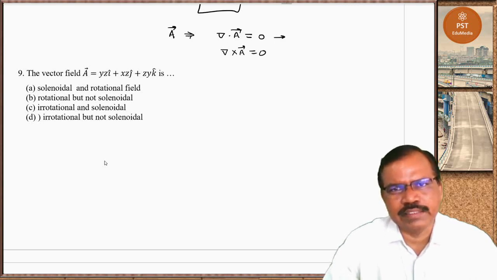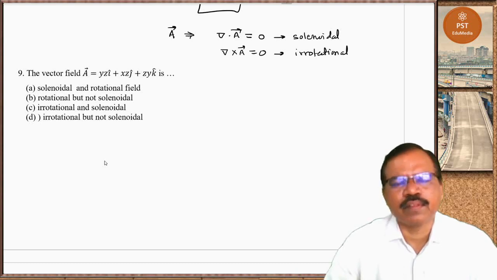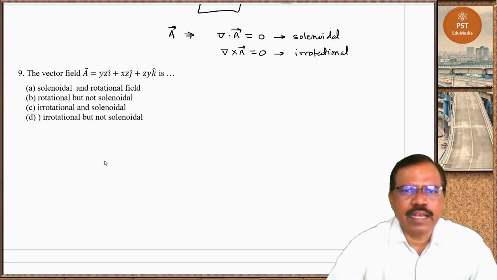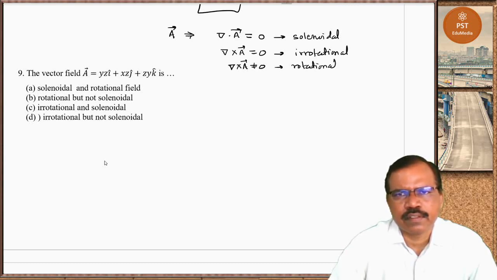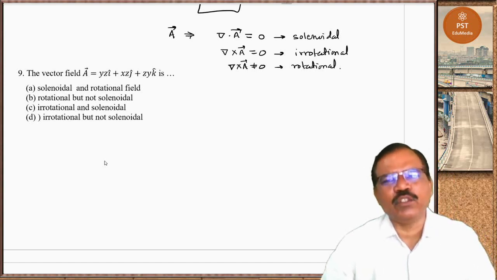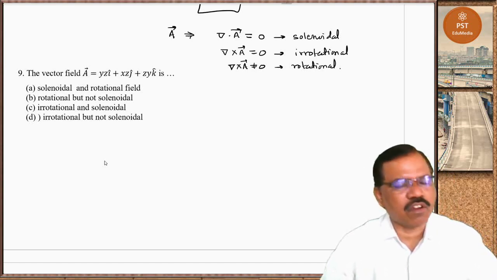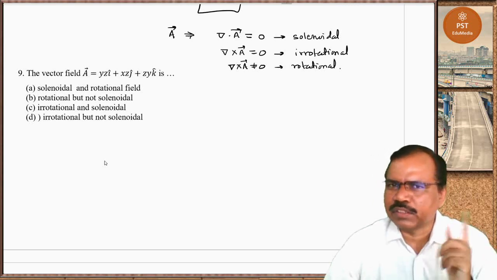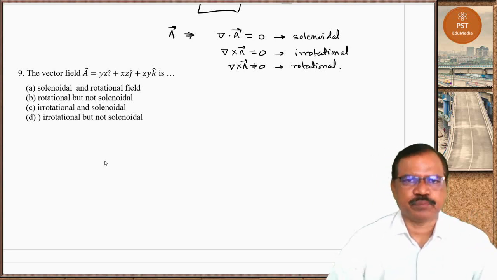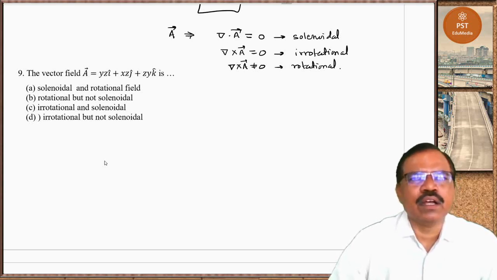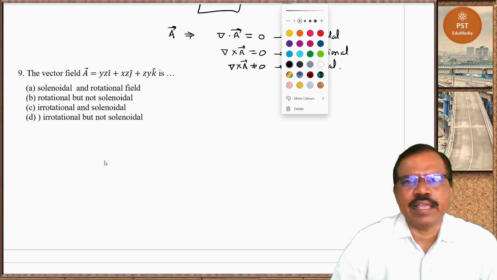So when del dot A is 0, the field is solenoidal, and when del cross A is 0, the field will be irrotational. When del cross A is not equal to 0, the field is rotational. It may be negative or positive depending upon counterclockwise or clockwise. And when del dot A is not 0, it is not solenoidal. So first we see del dot A.